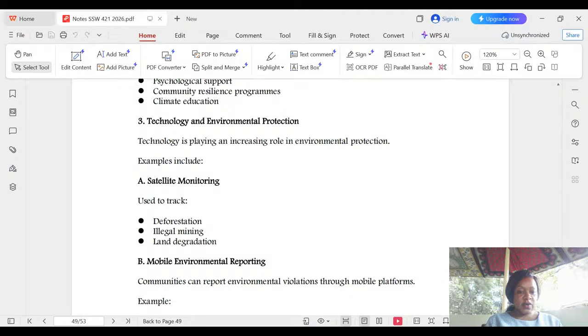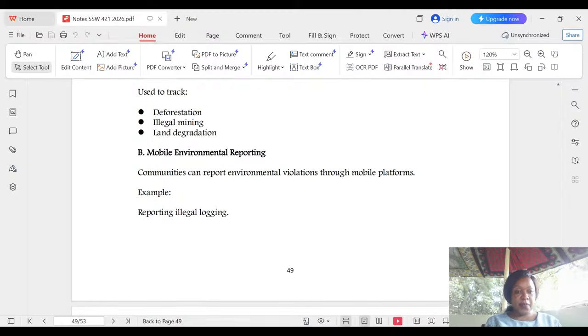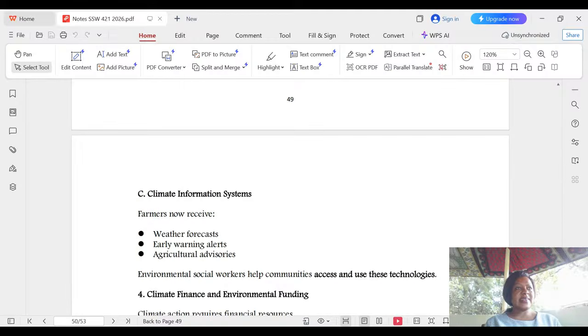Again, in terms of technology, we have mobile environmental reporting. So communities can easily give us reports on the environmental violations occurring in their communities through mobile platforms. They can report on illegal logging, for example. They can send an SMS. They can send a WhatsApp message. They can post on X. There's so much that they can do.